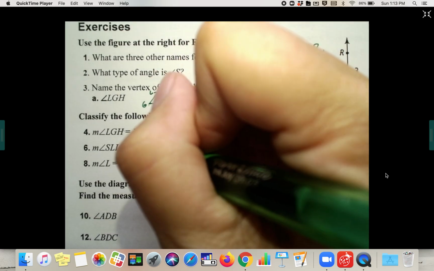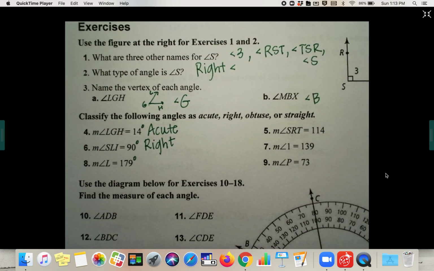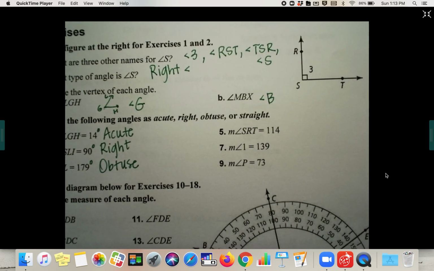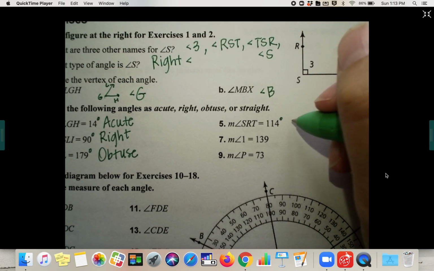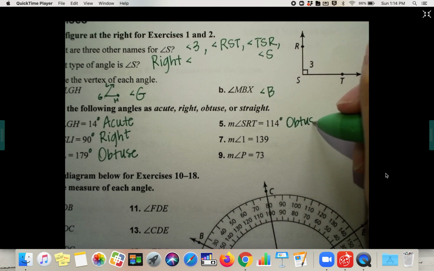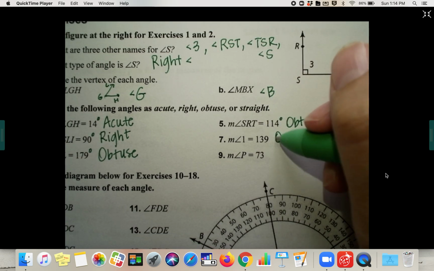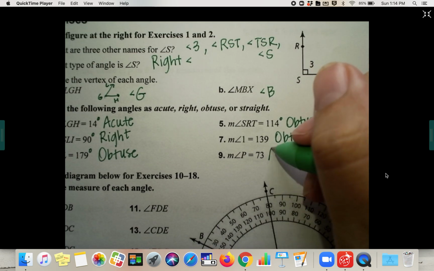90 degrees is right. I know I'm going out of order. Sorry, I went from 4 to 6 to 8, and then I'm going to jump back over here. 179 is really big. It's obtuse. Not quite a straight line, though. SRT is 114 degrees, so that would also be obtuse. 139 would also be obtuse. And 73 is less than 90, so it is acute.